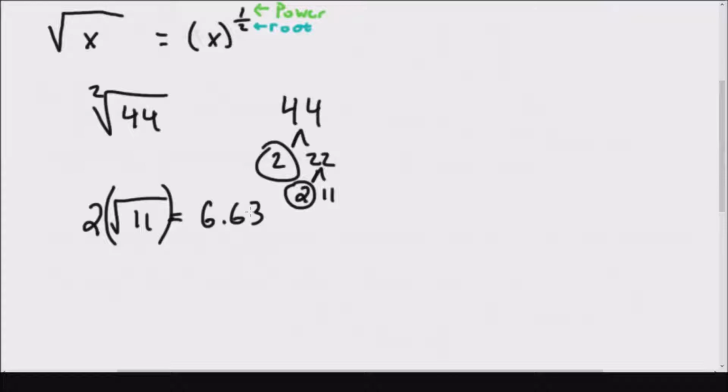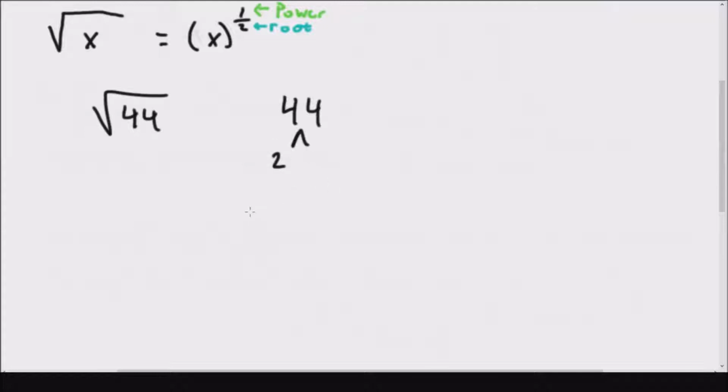Now let's move on to a number where we're going to have a composite number outside of the radical and a prime number inside. Prime factorization literally means what prime number will we be left with under the radical.